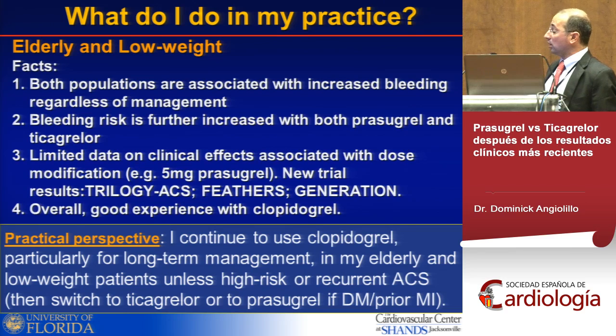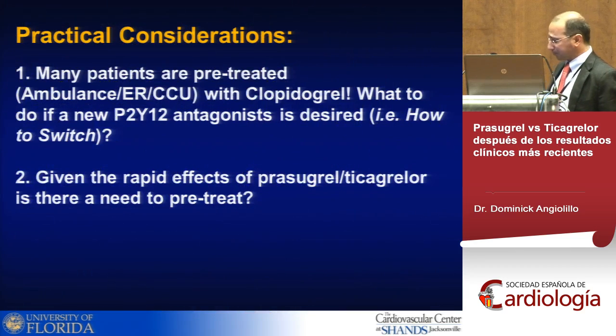But definitely I think in the higher risk, such as a STEMI or recurrent ACS, I do consider ticagrelor. I do follow, however, the FDA guideline that if it is an elderly patient, and a patient has diabetes or prior MI, prasugrel is a good consideration as well.